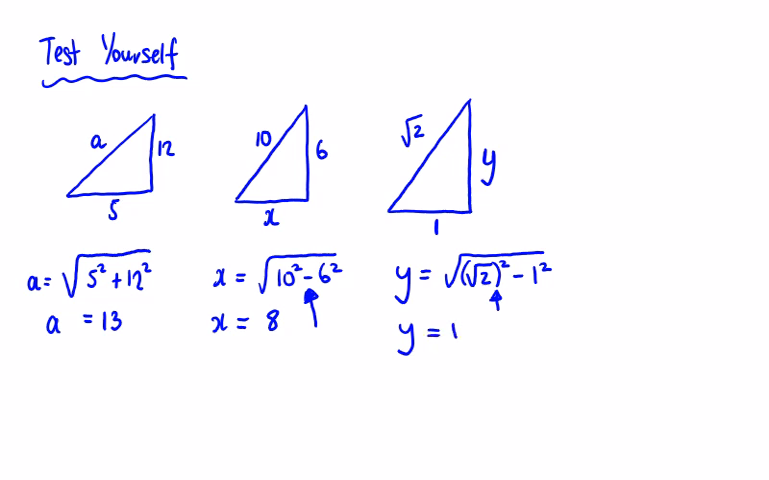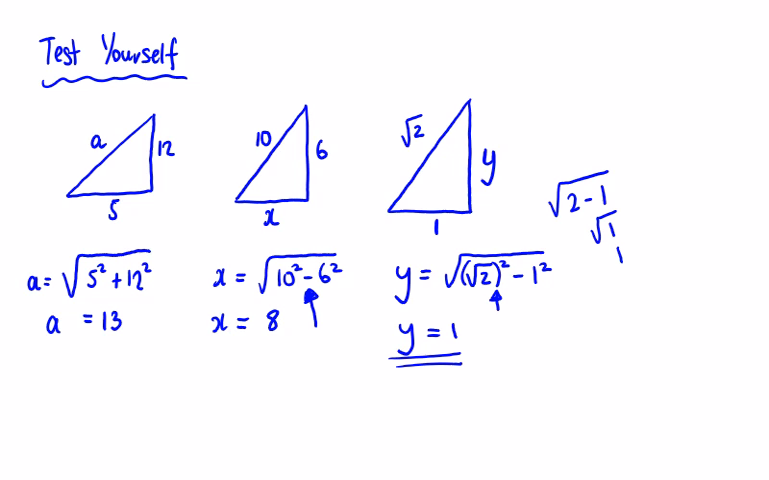Now the reason is the square root of 2 to be squared is 2. And 1 squared is 1. So the square root of 2 minus 1 is the square root of 1, which you all know is 1. So that's why y is equal to 1.